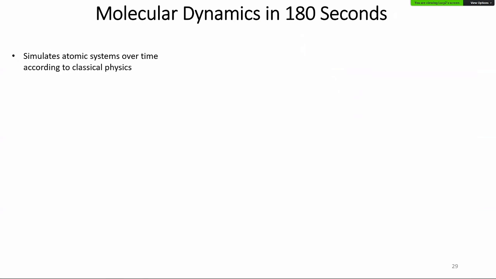So here's my molecular dynamics in 3 minutes or less. Let me take a quick sip of water. So in a nutshell, right, it simulates atomic systems over time, according to classical physics. It doesn't have to be atomic systems. I know a few people that use it on celestial objects, but it simulates systems over time using Newton's laws, right?